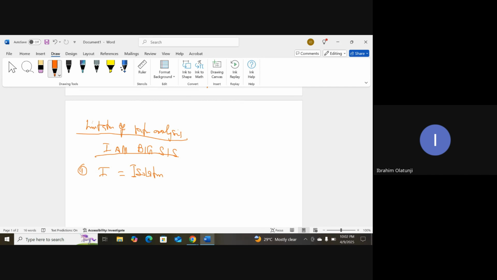Then for you to calculate a ratio and you want that ratio to have a meaningful impact, you have to compare your ratio with the industry average.